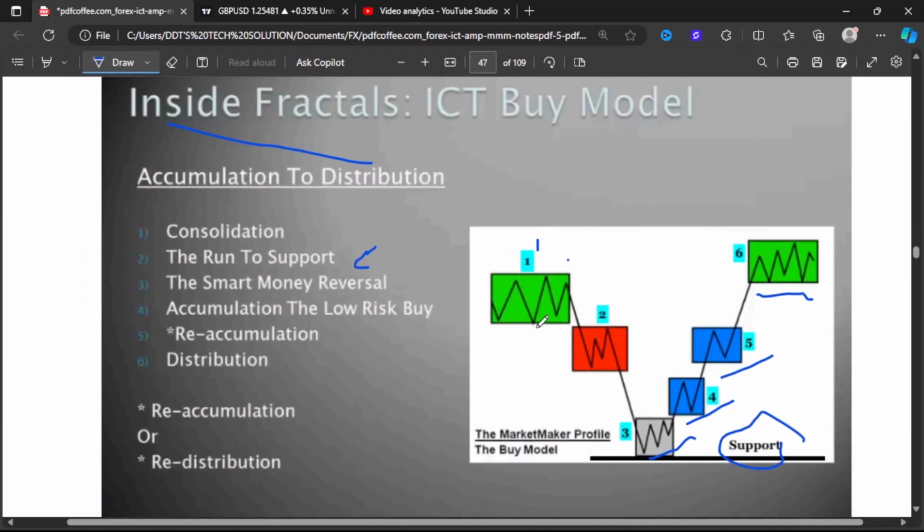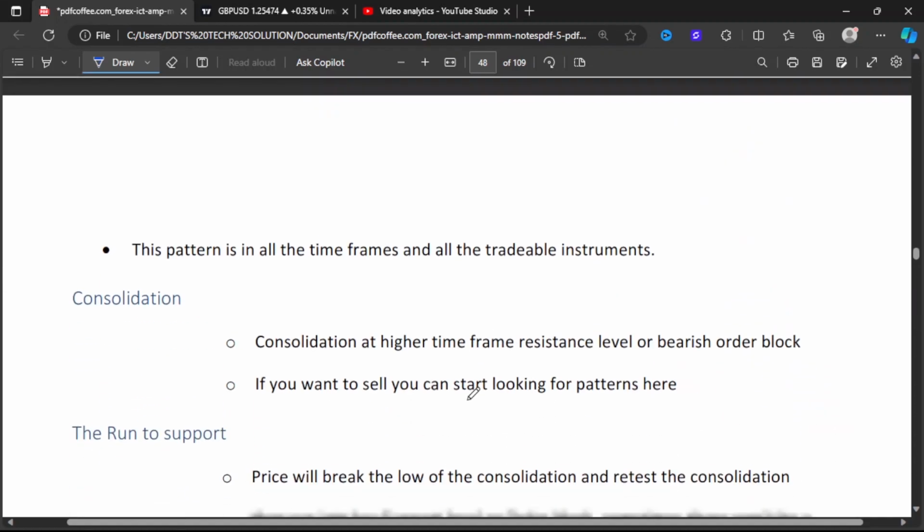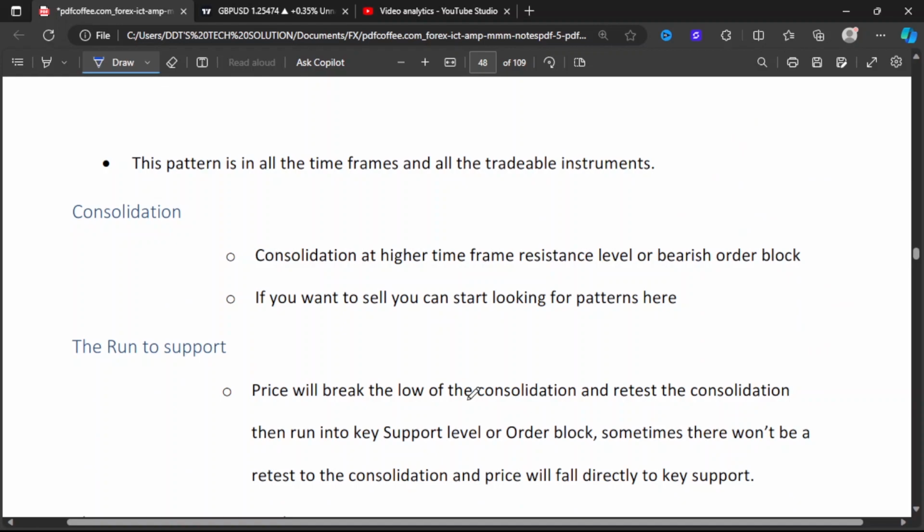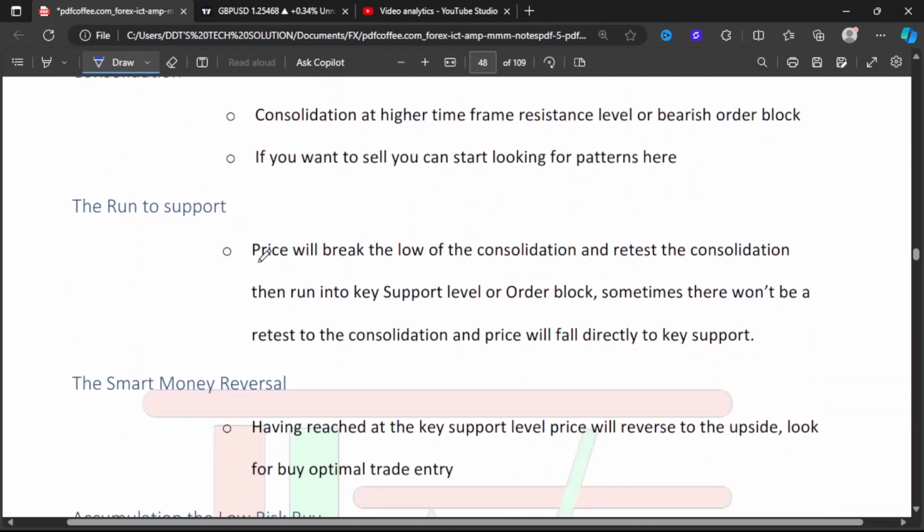So when you want to, you can sell to your support zone, but make sure you are not taken out of the market. When you get to the support zone, you can close your trade. Then on the run to the support, price will break the low of the consolidation and retest the consolidation, then run into the key support level or other blocks.